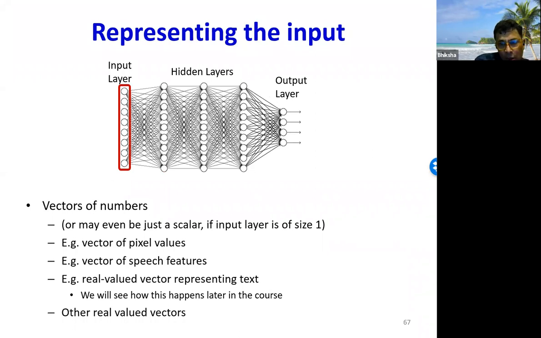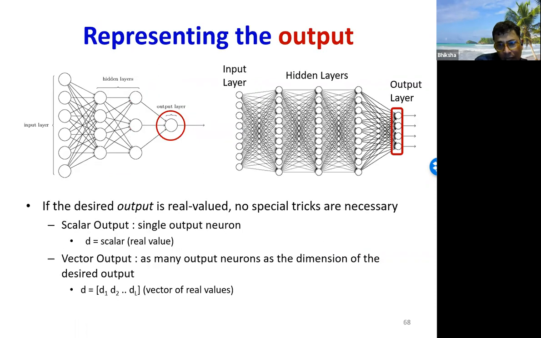Okay. So consider the input. Any input to the network is a vector of numbers. Now, what these numbers are depends on the type of input. For images, these could be pixel values. If you're processing speech, this could be a vector of speech features. For text, this must be a vector of real numbers that somehow represent the text. How we get real numbers from text, we'll discuss later in the course. So regardless of the kind of input, eventually the input is going to be a vector of numbers derived from the input. So that's easy.